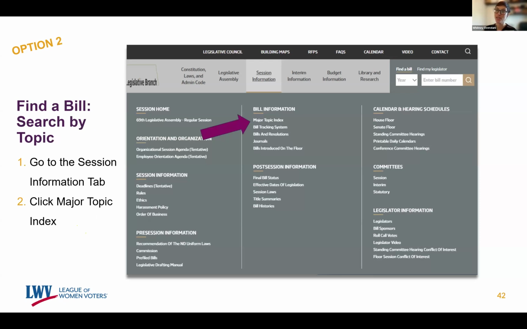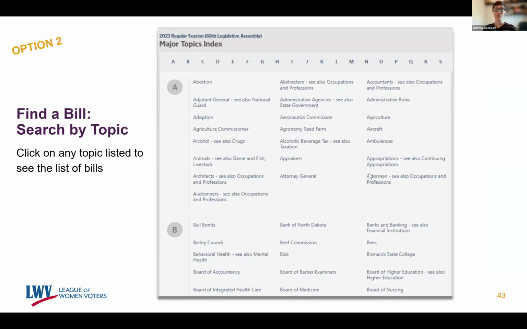Option number 2, you want to search by topic. Let's say there's an issue or topic area that you're very concerned about. You can see the bills by topic. The Legislative Council staff index them by topic. So if you go to the Session Information tab at the top, right here, you'll see that under bill information, there's a major topic index. That is clickable. You can click that and see all the topic areas that the bills are under.